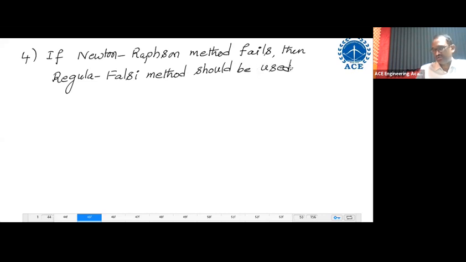Reason: if Newton-Raphson method fails, the next method is the secant method, but we cannot use the secant method because it may not give the right answer. Next, we can use the regular falsi method and the bisection method. When compared to the bisection method, the regular falsi method is a little bit faster. That's why whenever this method fails, you need to use the regular falsi method.